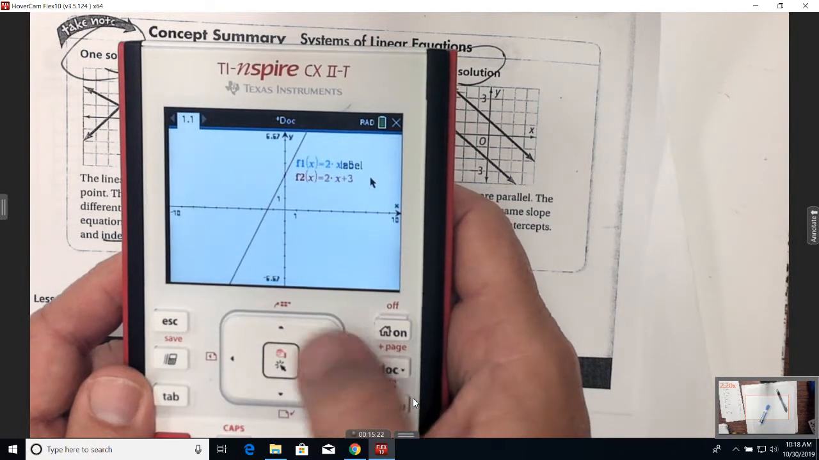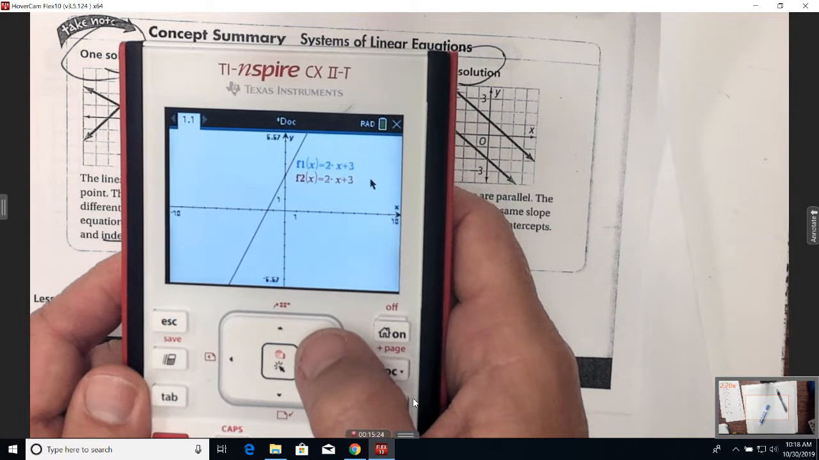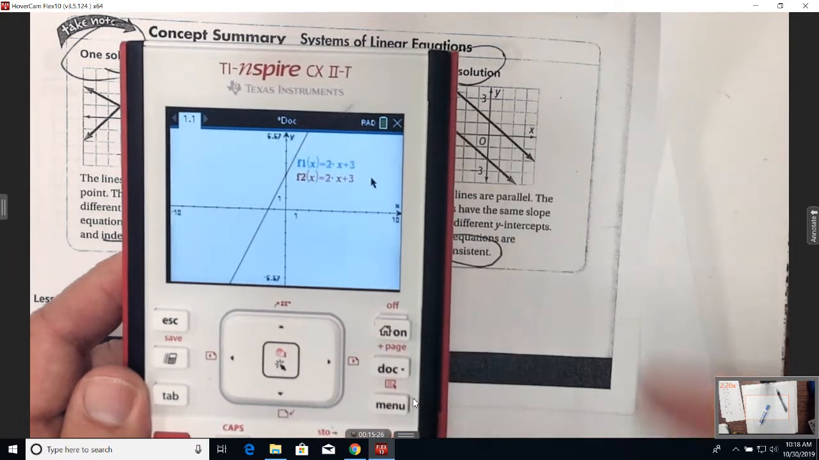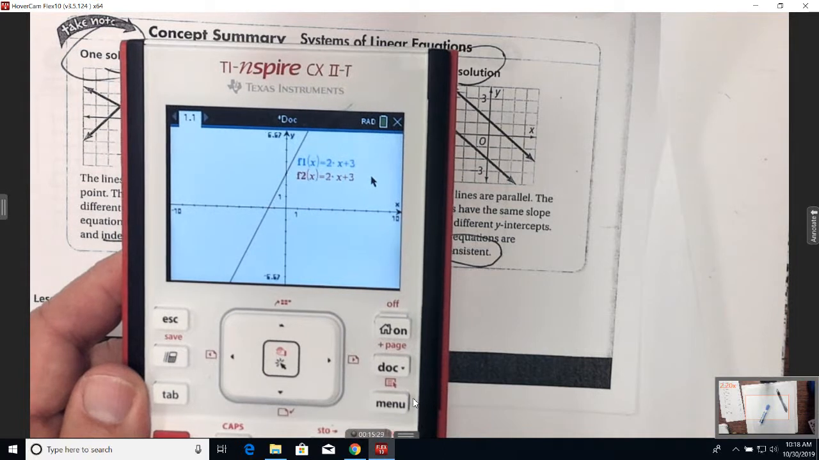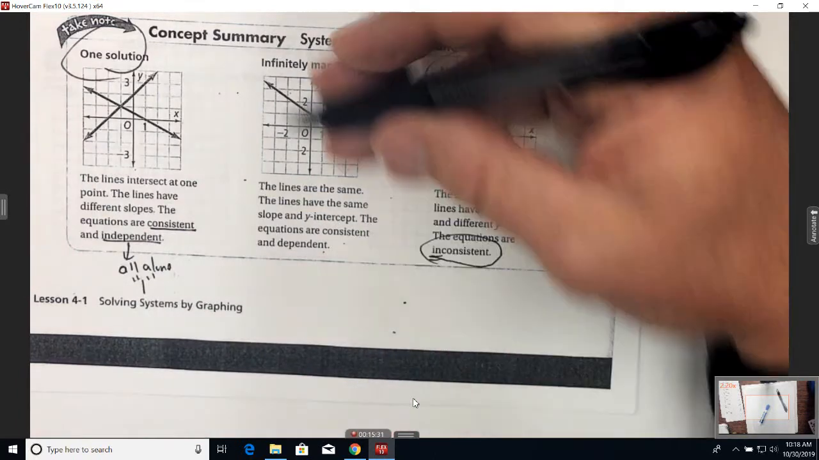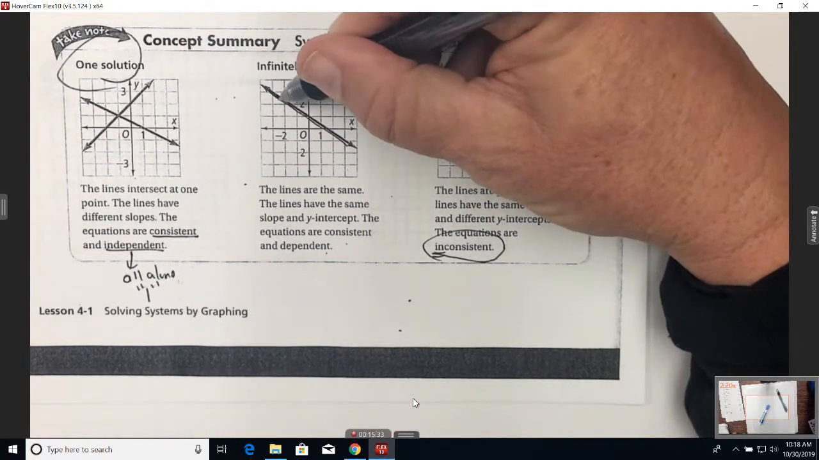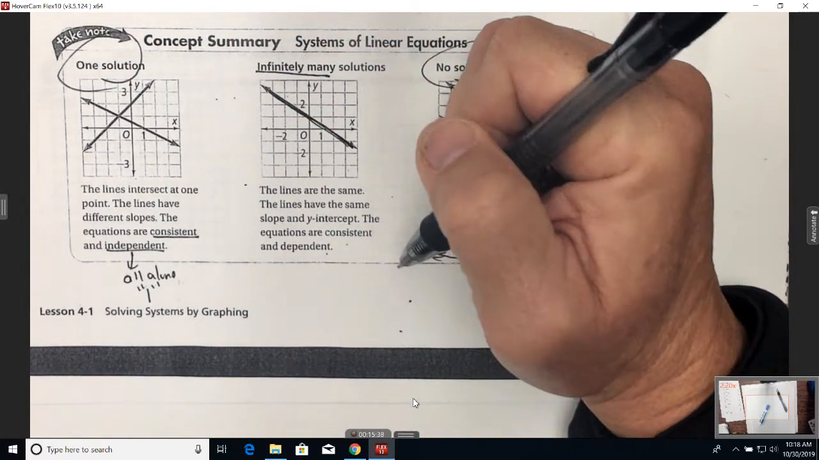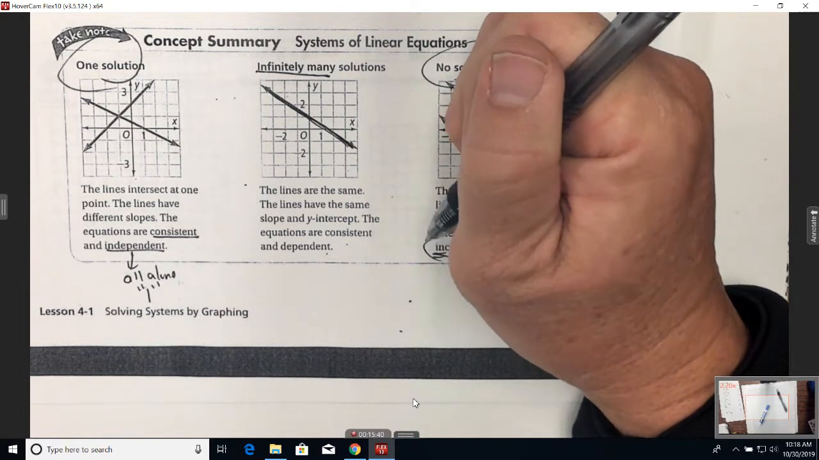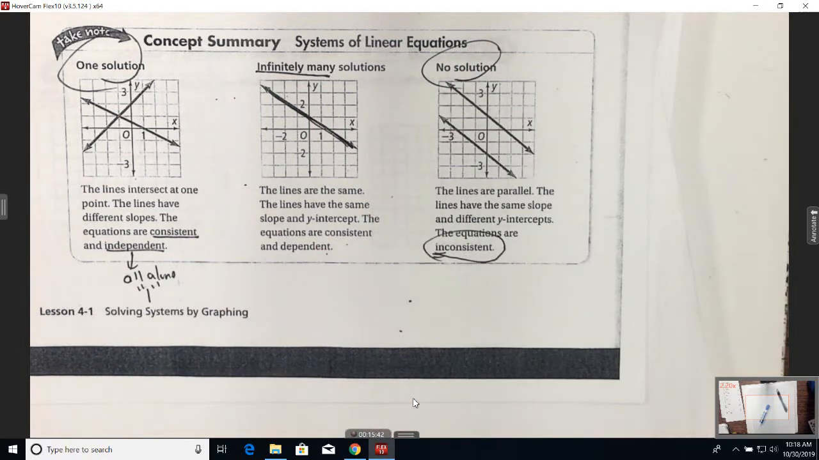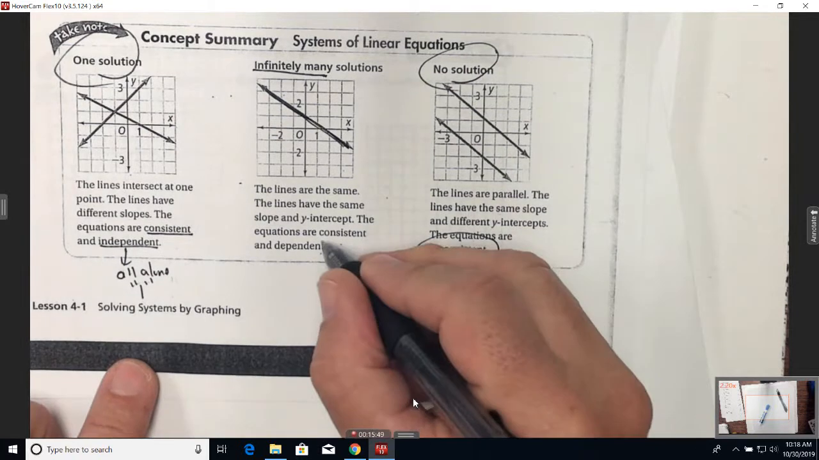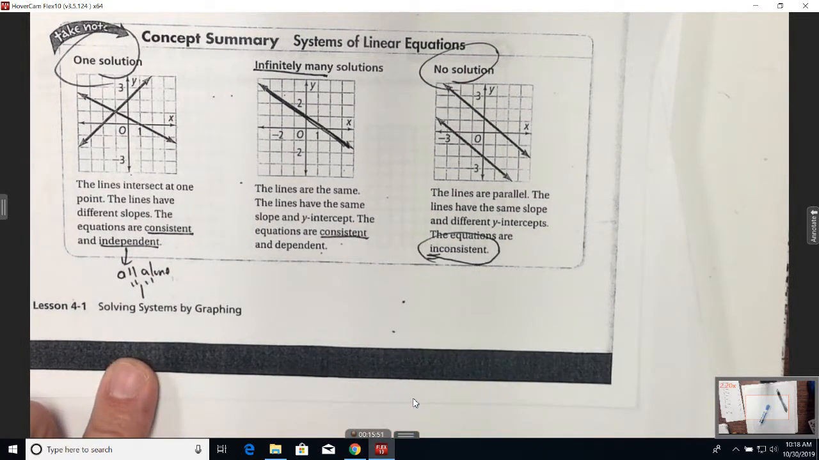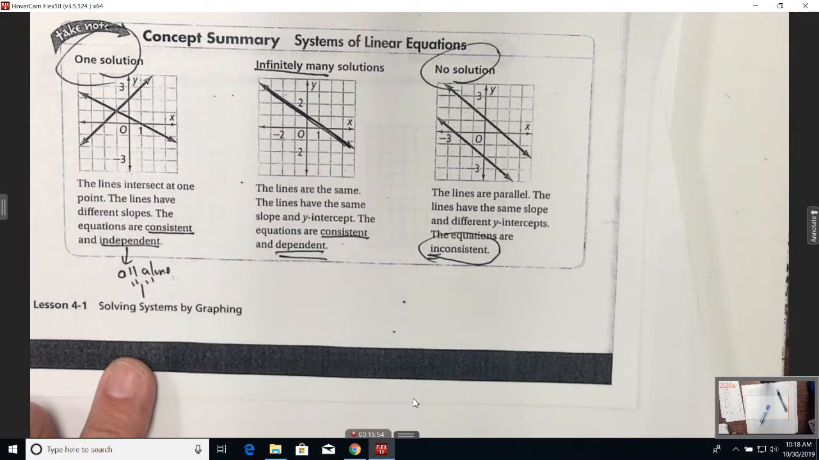You got two equations that are exactly the same, and they're two lines that fall right on top of each other. So how many points do they share? Every one of them. So if you have a line that you graph, and you graph another one, if it falls right on top of it, that means that they share every point. There's infinitely many solutions. So what is that called? Is it a consistent system? Does it have at least one solution? Yes. So this is called a consistent dependent system.